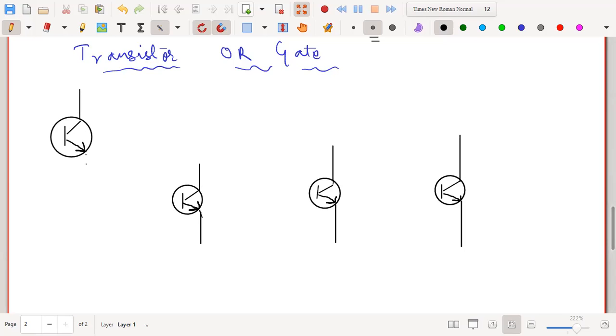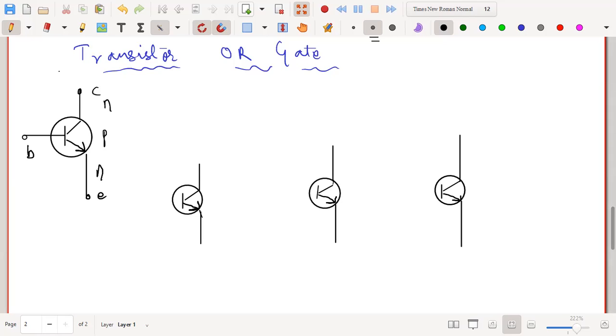Now see, you know that this is the base of the transistor, and this is the collector of the transistor, and this is the emitter of the transistor, because this arrow indicates that this side is the emitter side, and the outward arrow indicates that this is an NPN transistor. So this is an NPN. That means collector is N, base is P, and emitter is N.